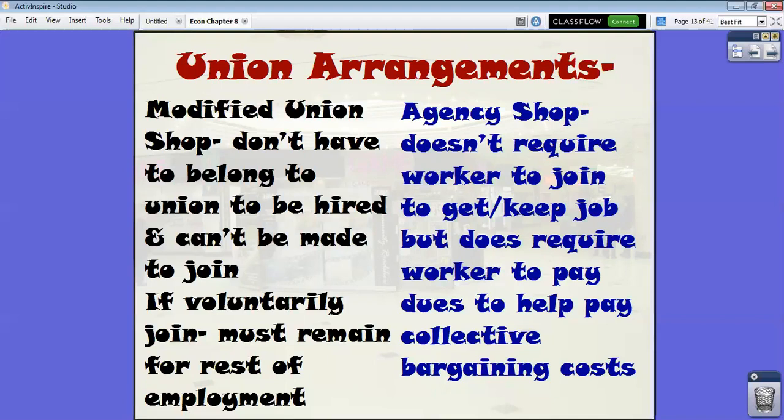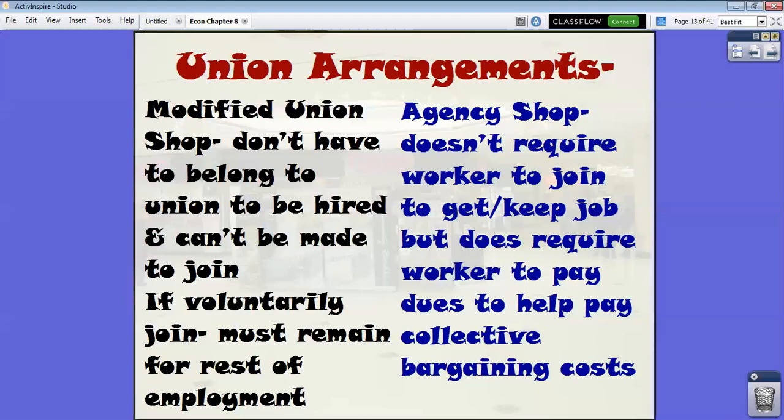The last type of arrangement is an agency shop. This one is very different from the ones we looked at before. You don't have to join the union to get the job, but you do have to pay some type of dues or a fee if you don't join the union, and then that fee goes to pay for collective bargaining costs. It's expensive to hire somebody to represent the workers when they go to negotiate with the employers. So what the agency shop does is it charges a fee to the non-members of the union so that they have to help pay for that person to go into collective bargaining.